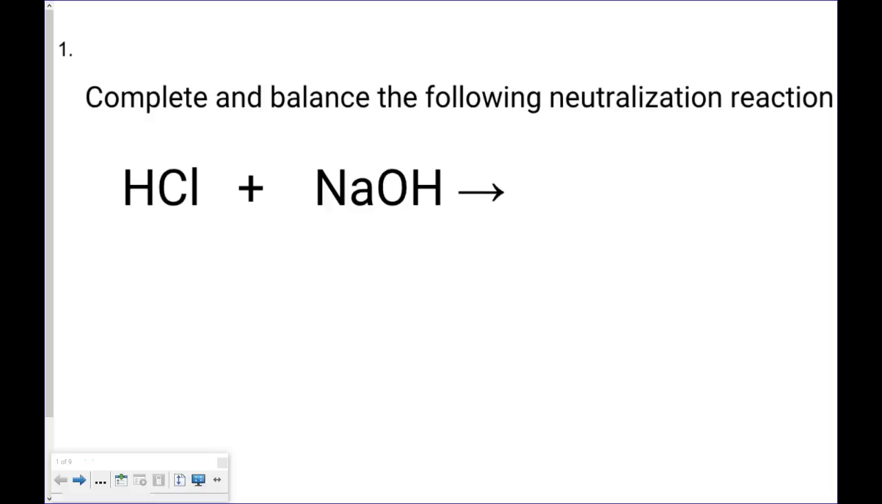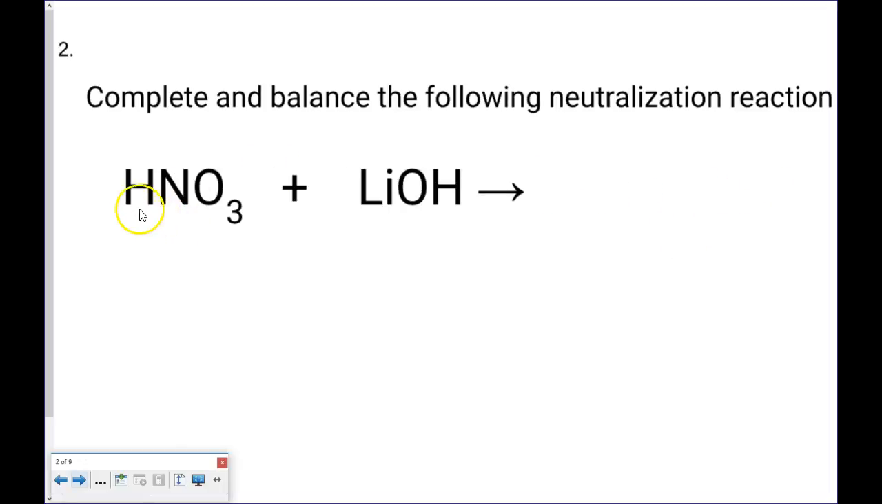Alright, in this video we're going to talk about and practice some neutralization reactions of acids plus bases. So this first one here, I have hydrochloric acid and sodium hydroxide. They're going to react together to neutralize, and like all neutralization reactions, it's going to make water plus a salt. Now in this case, it's going to be the salt sodium chloride. So I have the sodium cation here and the chloride anion there. So neutralization: water plus a salt. All neutralization reactions will have that.